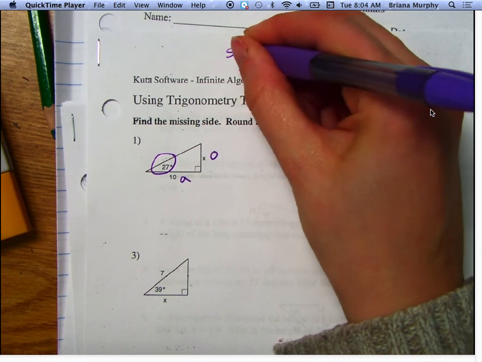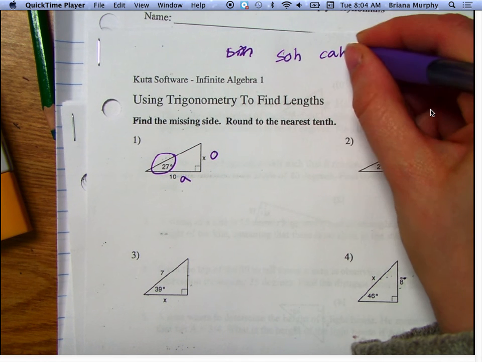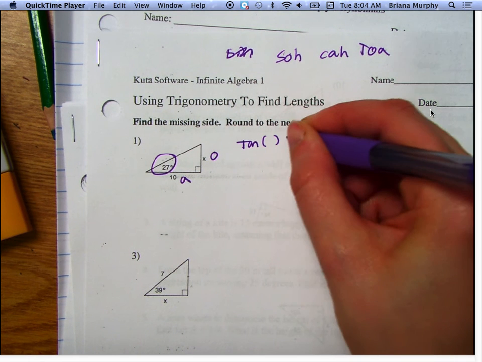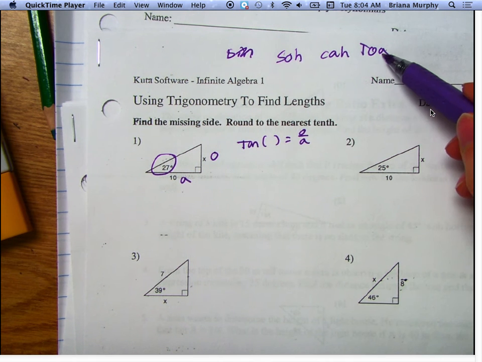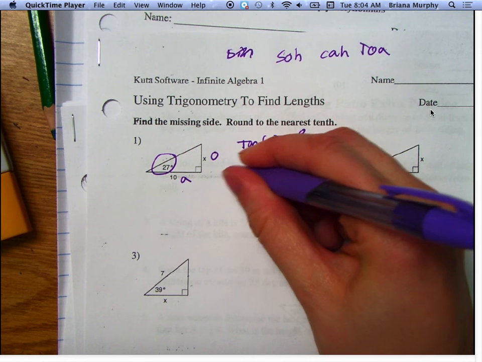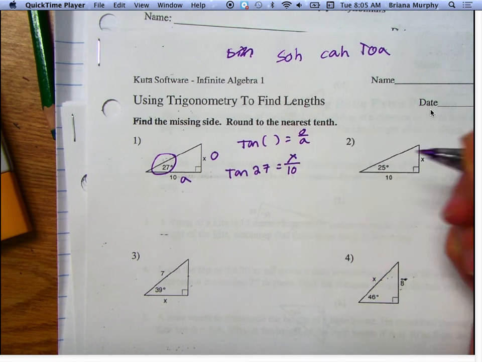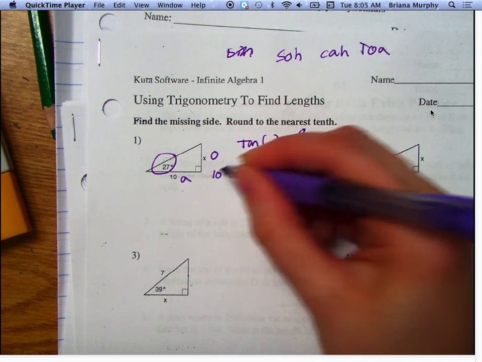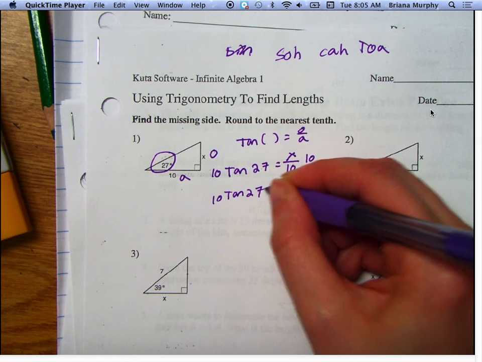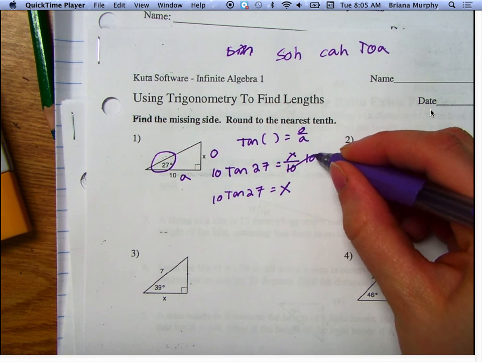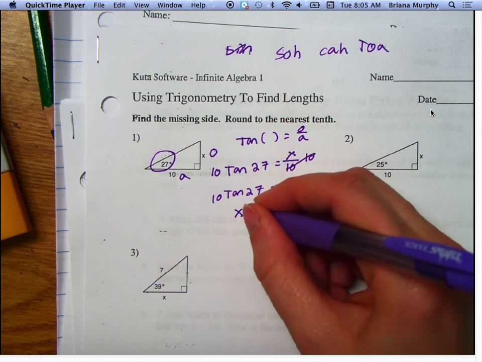Now that I have labeled opposite and adjacent, I'm going to pick a trig function to use. Which one am I going to pick that uses opposite and adjacent? Tangent. So I'm going to say tangent of the angle equals opposite over adjacent. I know opposite goes on top because it comes first in my SOHCAHTOA. So tan of 27 equals opposite x over adjacent 10. I'm going to multiply both sides by 10. 10 tan 27 equals x. And then I'm going to place that in my calculator. I multiply both sides by 10 because x is being divided by 10, and I want to do the opposite to get x by itself. And I get x equals 5.09.